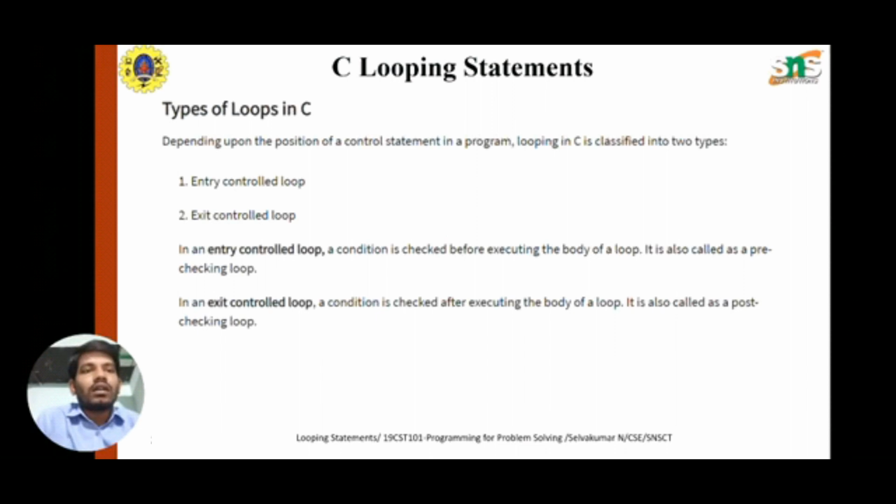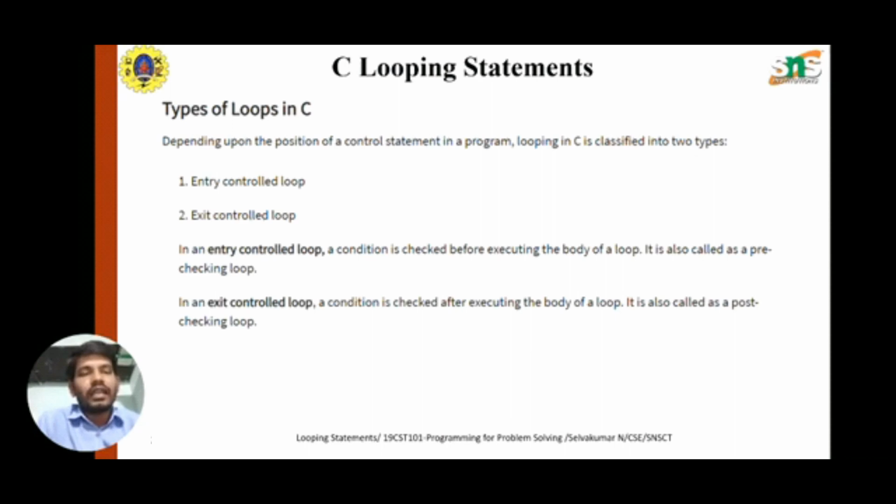We have two types of looping statements. One is the entry controlled loop, and the next one is the exit controlled loop. In an entry controlled loop, the condition is checked before executing the body of the loop, so it is also called a pre-checking loop. In an exit controlled loop, the condition is checked after executing the body of the loop. It is also called a post-checking loop.